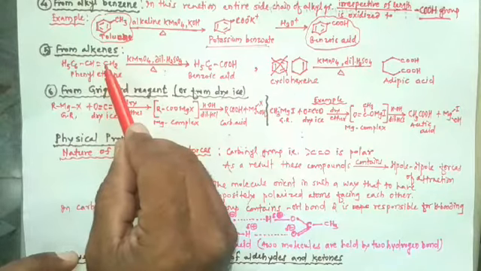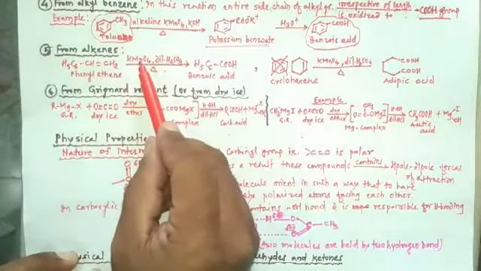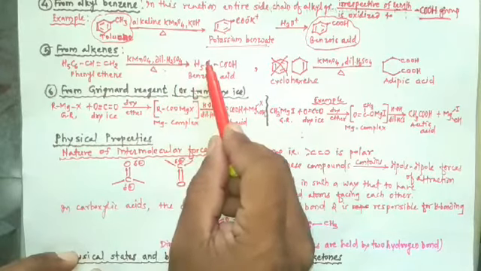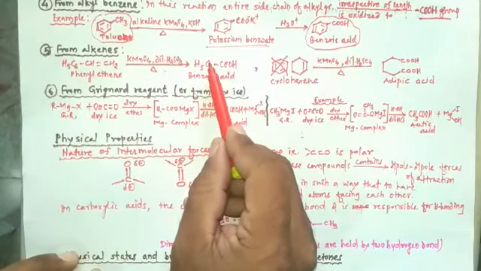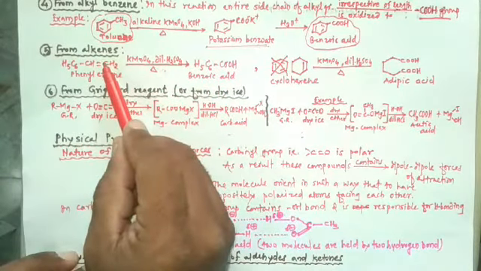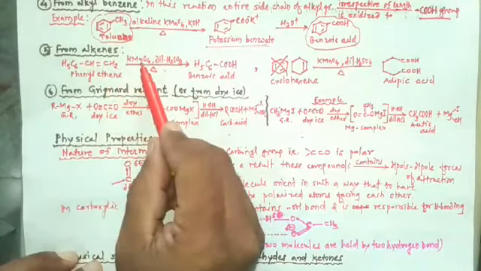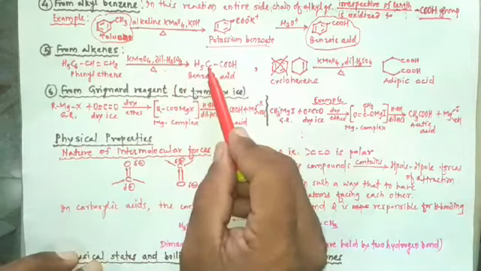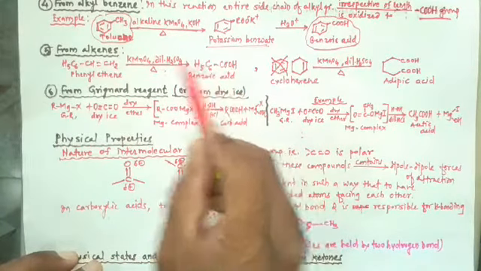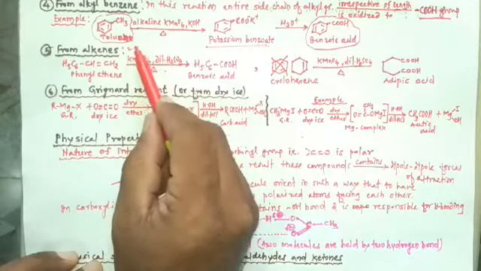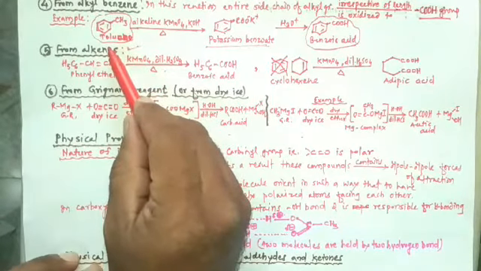Alkene on oxidation by KMnO4 in dilute H2SO4 produces the corresponding carboxylic acid. Alkene on oxidation by KMnO4 in dilute H2SO4 produces carboxylic acid. That means in this method we have to carry out oxidation of this alkene.